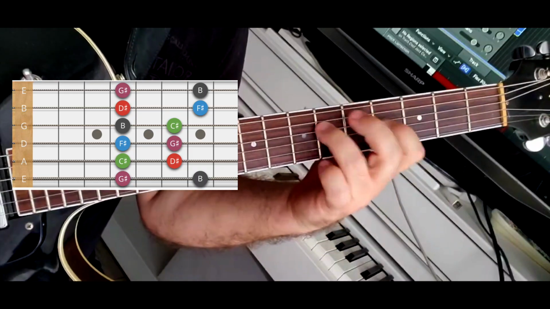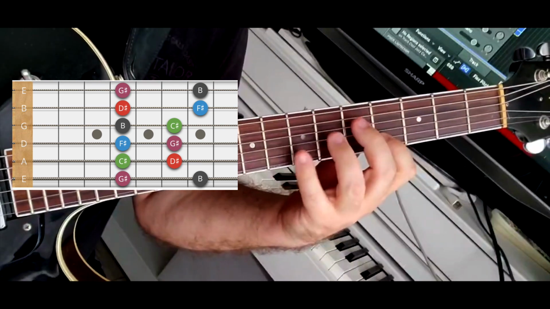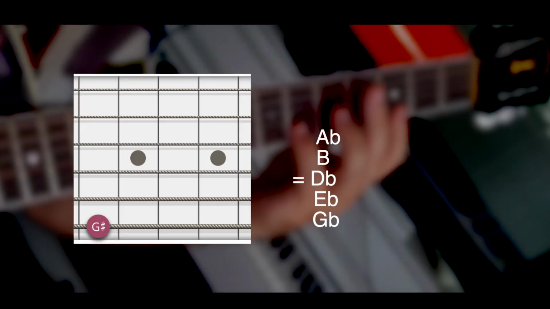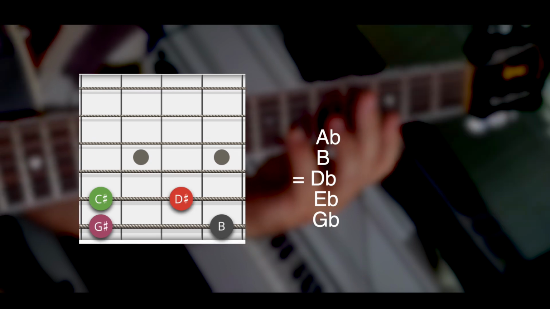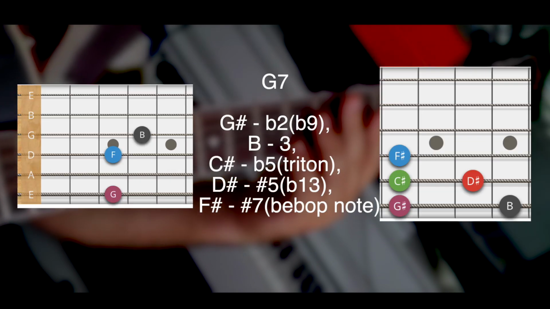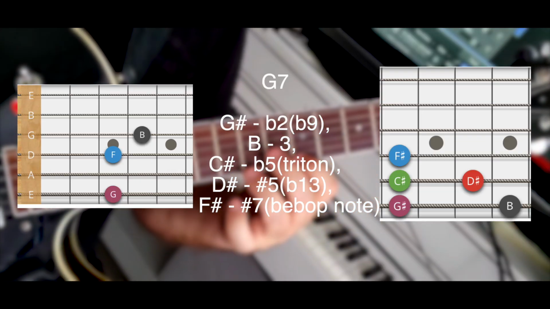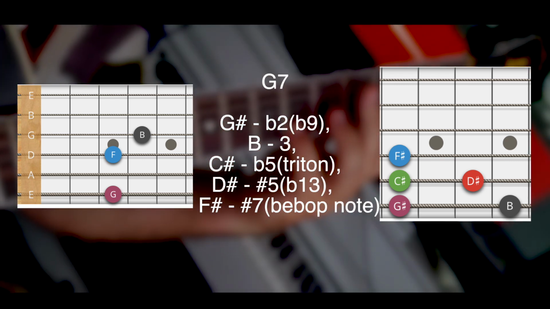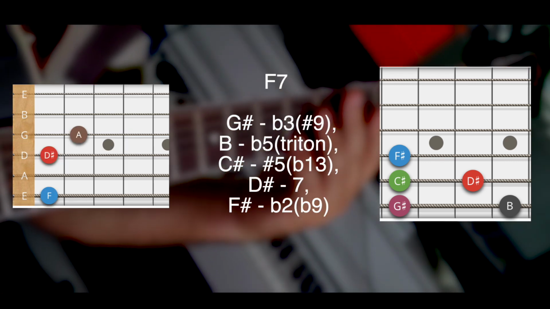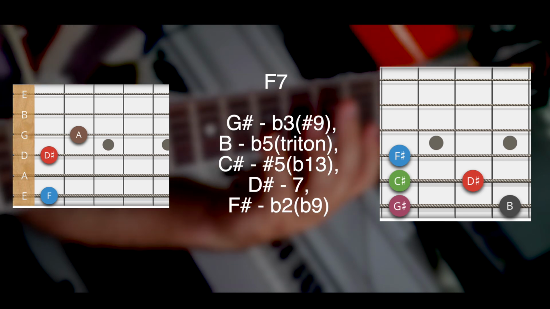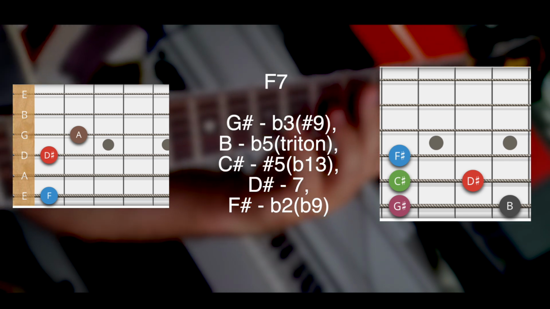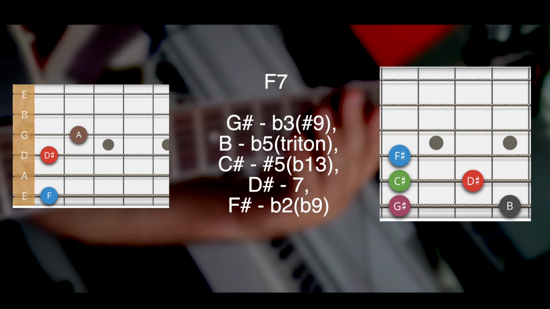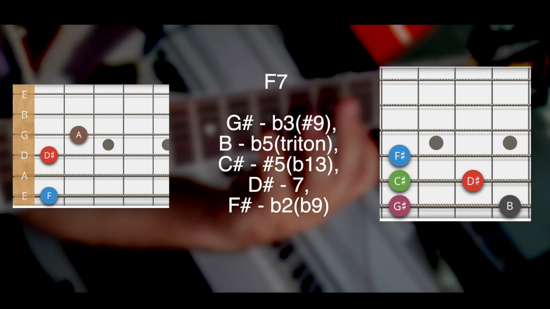Now let's look at the ratio of notes for the dominants G7 and F7. The pentatonic scale for these chords would be A flat: A flat, B, D flat, E flat, G flat. For the G7 chord: flat 2 or flat 9, 3, flat 5 or tritone, sharp 5 or flat 13, sharp 7, bebop note. For the F7 chord: flat 3 or sharp 9, flat 5 or tritone, sharp 5 or flat 13, 7, flat 2 or flat 9.